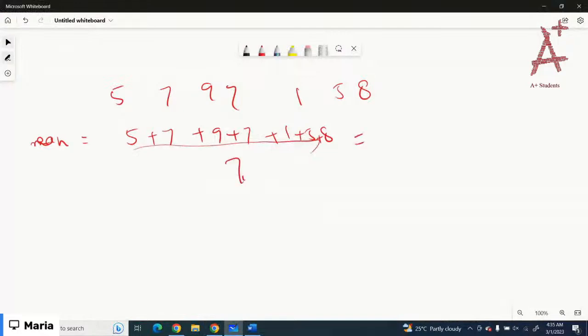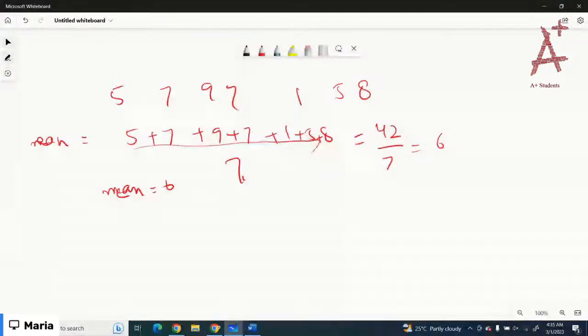Let me calculate the sum of the numbers: 5 plus 7 plus 9 plus 7 plus 1 plus 5 plus 8. So the sum of all the numbers is 42. You have to divide it by 7. 7 times 6 is 42. The mean of the data is 6.